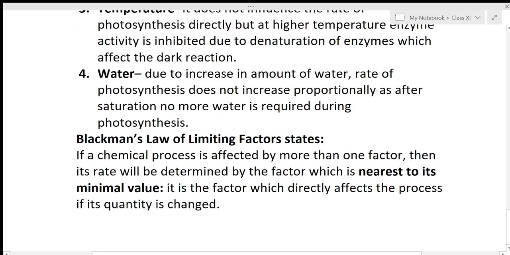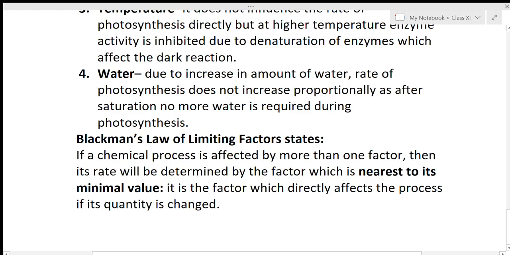One more definition is there here. Blackman's law of limiting factors states that if photosynthesis is controlled by more than one factor, if any chemical process is affected by more than one factor, the rate will be determined by the factor which is nearest to its minimal point.